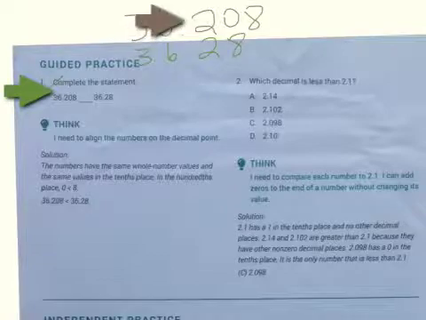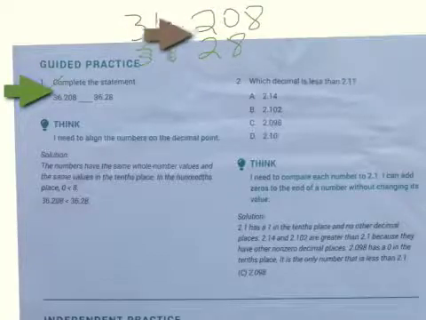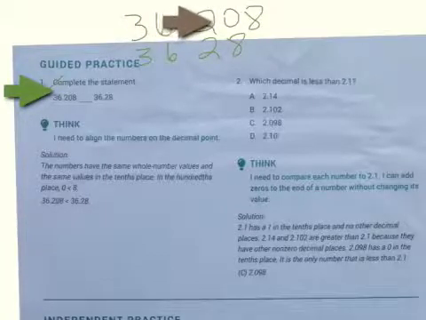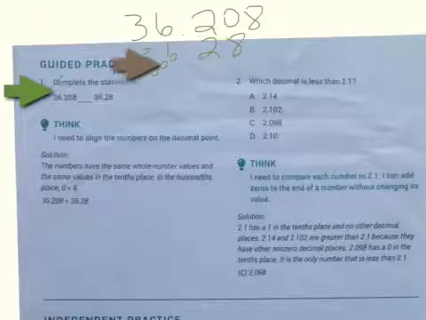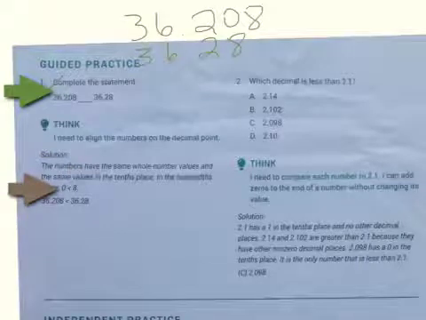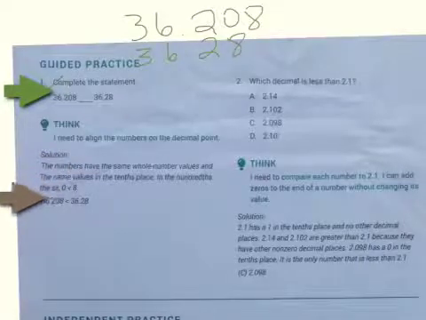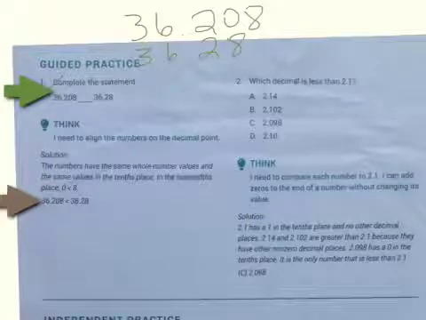And then we can go over to our tenths place. Our 2's are the same. But then when we come over to the hundredths place, we have a 0 and an 8. So right here we're going to know that 0 is less than 8. So we know our answer is going to be 36.08 is going to be less than 36.28.